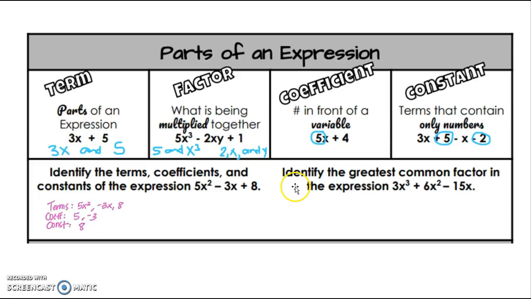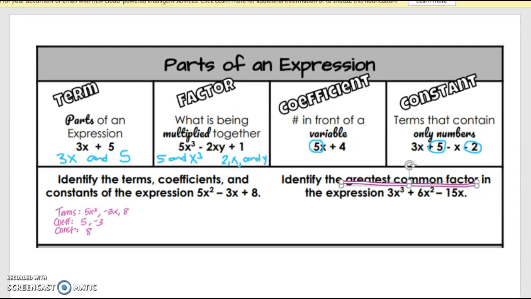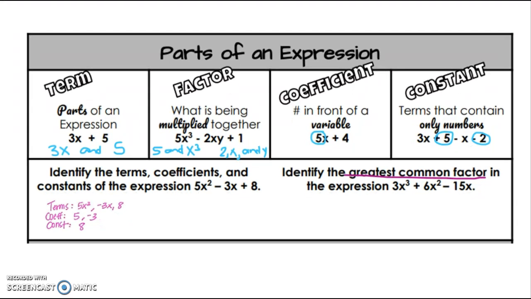We also talked about greatest common factor. So when I'm looking for the greatest common factor, or the GCF of an expression, I want to break it down in 2 ways. Let me move that line up a little bit. I want to look at the common factor of the coefficients and the common factor of the variables. So I'm going to come through here and underline my coefficients, 3, 6, and negative 15. The largest number that I can divide out of those 3 underlined numbers is a 3.